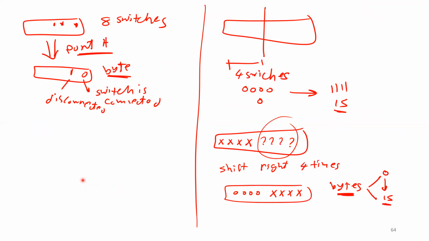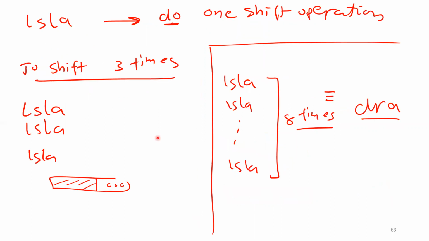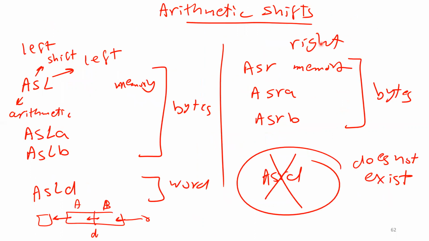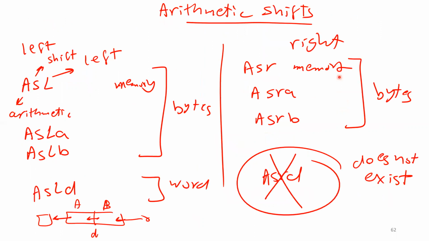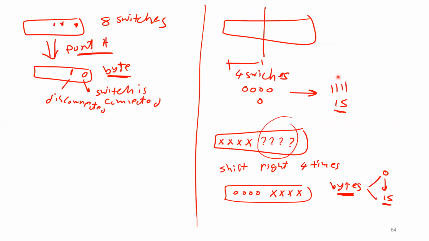Here I'm giving you an example of why, and how, we sometimes need to use shift operations other than for multiplication and division. So how can we use it? I'll give you one example here.